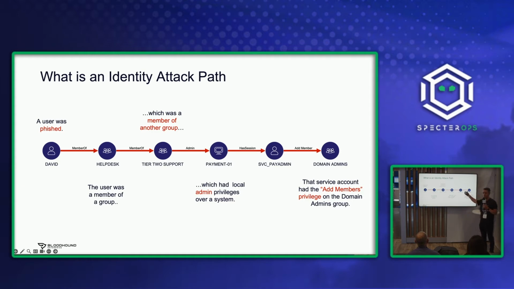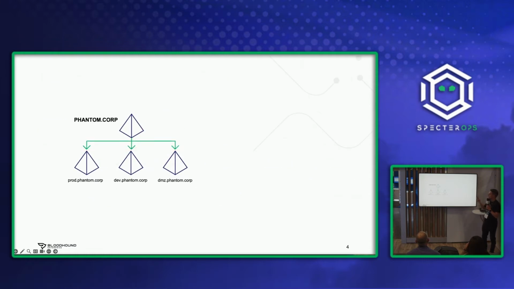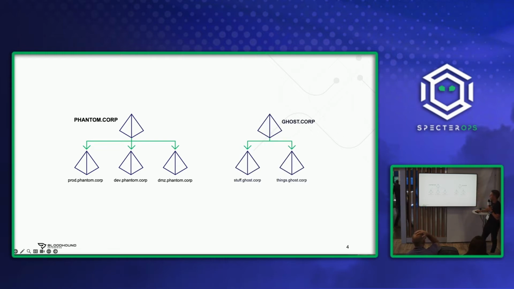So this is an example from Active Directory where a user is a member of multiple groups, which eventually gets an adversary a path to domain admins. Now, why is that important? So this is our organization, Phantom Corp. We have our own forest and a couple different subdomains, and we announced that we want to acquire Ghost Corp. Now, one thing that we might be really concerned about is the attack paths within that organization. And before we put anything like a domain trust in place, we want to understand that risk.